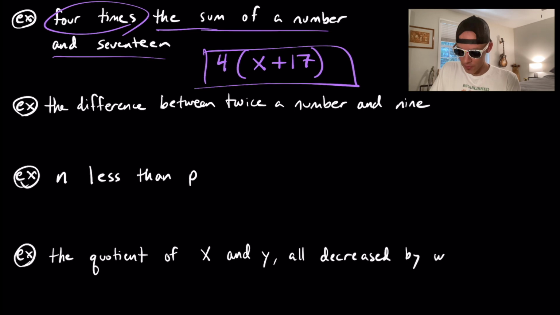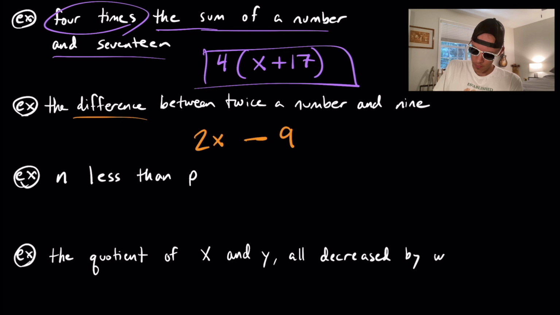All right, the difference between twice a number and 9. So difference is subtraction, like we saw before. The difference between, so we're going to subtract two things, twice a number and 9. So again, we don't know what this number is, so it's a variable. We could call it X, Y, Z, P, N, M, doesn't matter. We'll just stick with X. So we're finding the difference between twice, which is 2 times a number, so the difference between 2 times X and 9, and that's it.